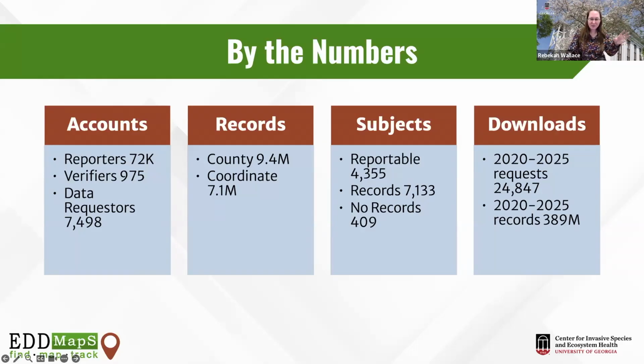Again, we are also an EDRR notification program. We want to make sure that high priority species that need to be reported the first time they're found in the US or the first time they're found in Canada, that people can report them. And for the years 2020 to 2025, we've had 24,000 data download requests, which contain over 389 million records.